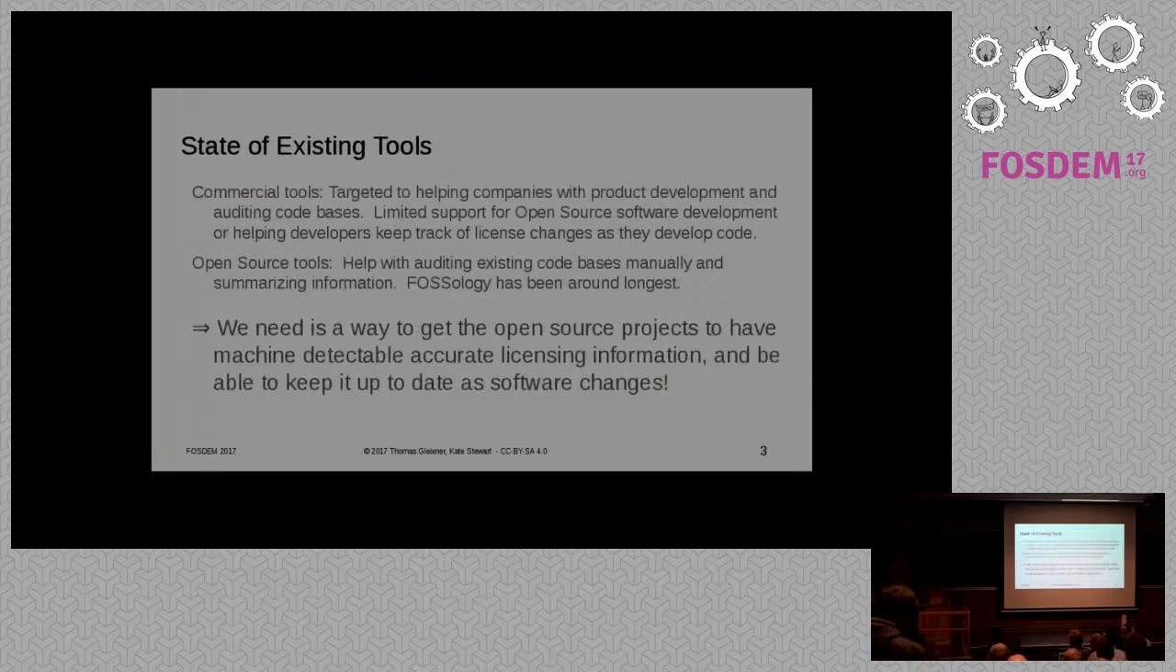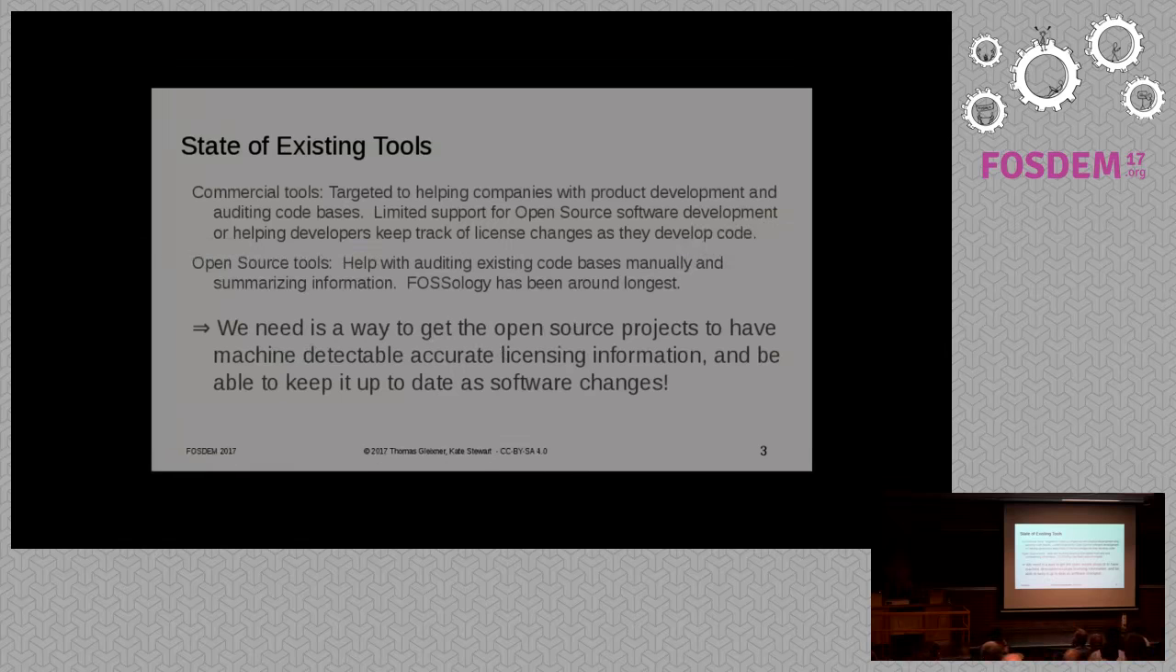So right now, our commercial tools are focused on product development and auditing code bases. They've got limited support for helping developers track the license changes as they develop the code. Our open source tools also are mostly focused on auditing existing code bases manually and summarizing the information. Of the tools that are out there, Fossology has been around the longest, and is what we're basing some of this work on. So we need to give a way to get the open source projects to have machine detectable, accurate licensing information and be able to keep it up to date as the software changes. That's sort of the goal.